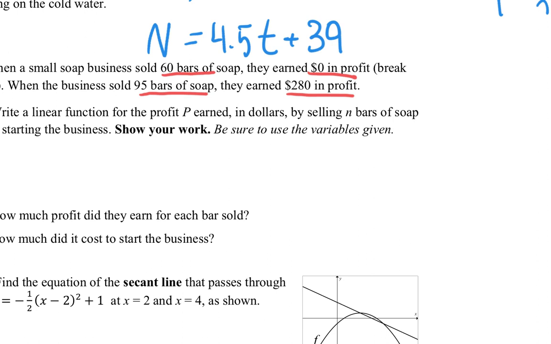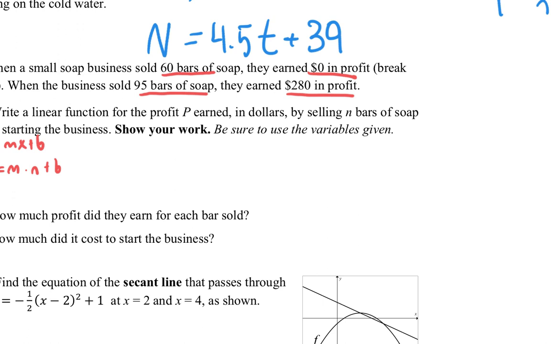Well, a line is going to be in the form y equals mx plus b, or in our case, it's going to be p equals m times n plus b, because p is our y variable, n is our x variable, because our profit is going to depend on the number of bars we sell. So to find our slope, we need 2 points.